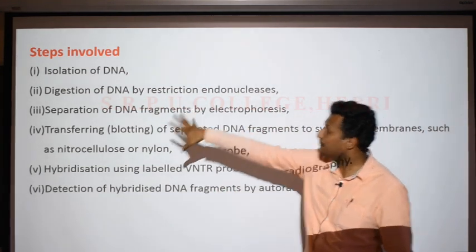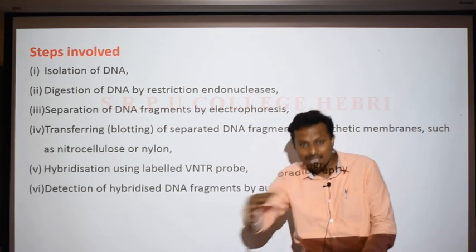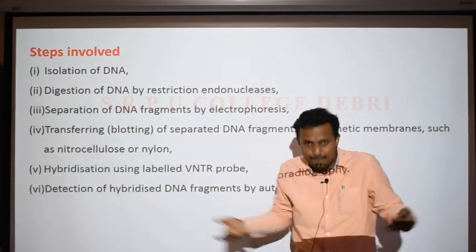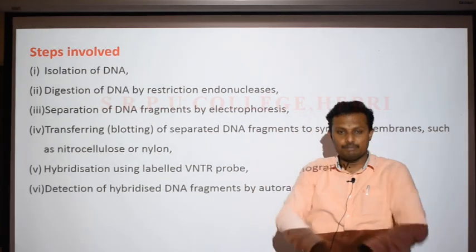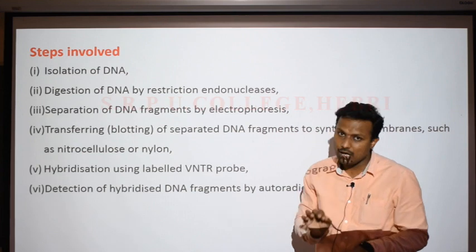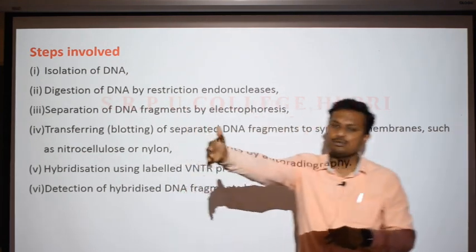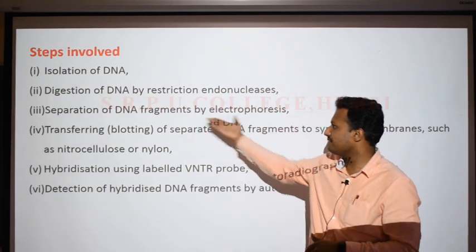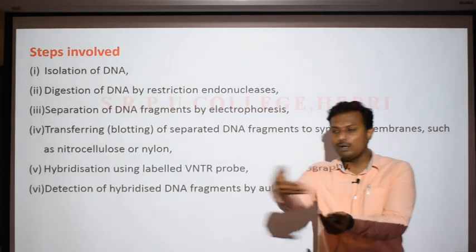Then separation of DNA fragments by electrophoresis. That is what I told you. Gel electrophoresis is what we call it. There will be a sheet, or you can say a tray, in which there will be a gel made up of agar or agarose, and on that we can run the DNA based on the charge and mass ratio, and we can separate the fragments of the DNA.